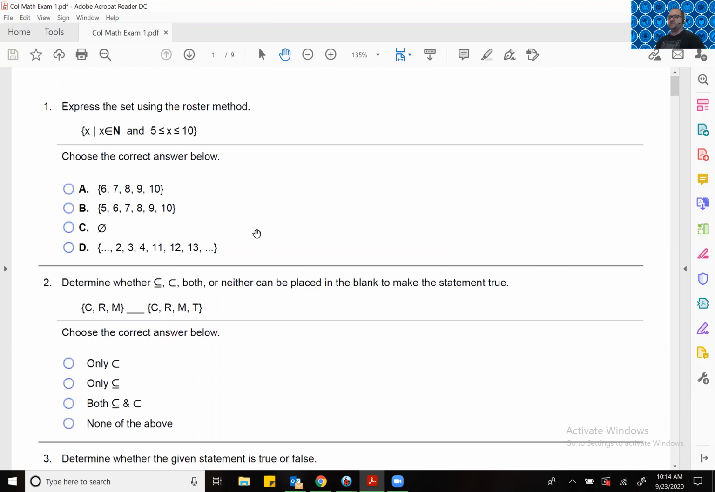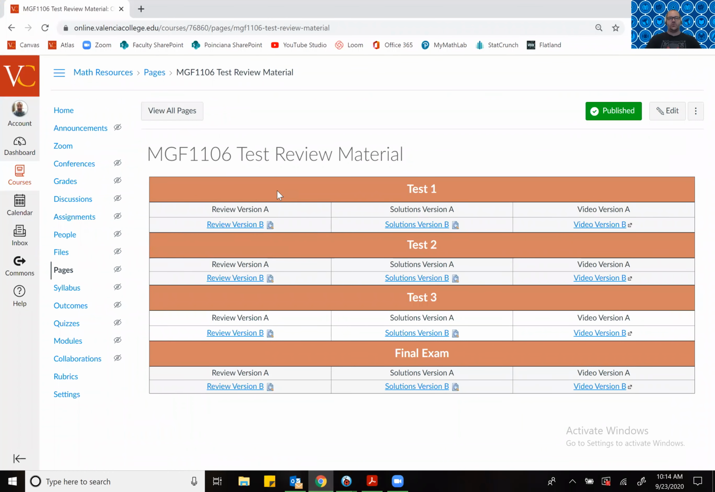All these questions are just like your homework questions. In fact, these questions are taken directly from the homework. The only difference between these reviews that are located in our resource Canvas course is that the numbers or the sets have changed, or the truth table statements have changed. That's the only difference.